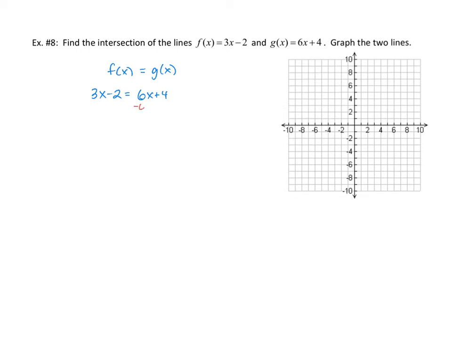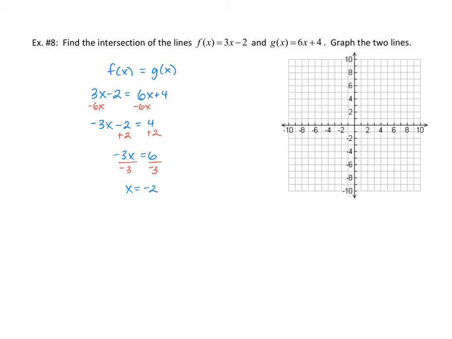So we can start by subtracting 6x from both sides. So we have negative 3x minus 2 is equal to 4. Adding 2 on both sides, we have negative 3x equals 6. And finally, as we divide both sides by negative 3, we get that x is equal to negative 2. So this is the input value that causes our two functions to be equal.